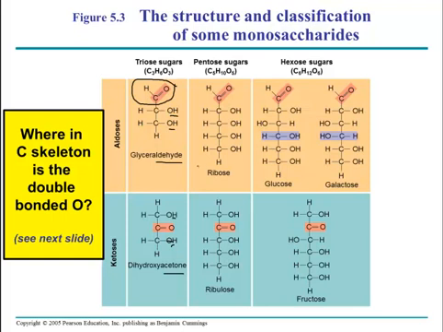Pentose, again, ribose versus ribulose. 1, 2, 3, 4 hydroxyls. 1, 2, 3, 4 hydroxyls. The position of the double bond O, the carbonyl group, is what's significant. Which one's in DNA or RNA?